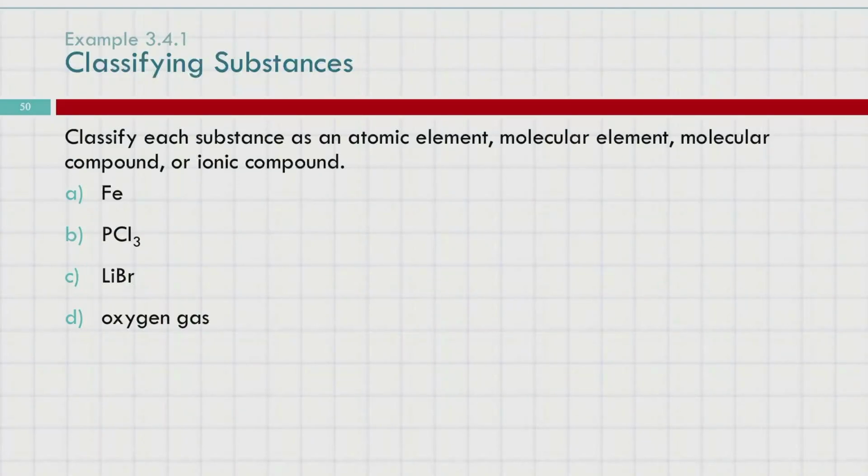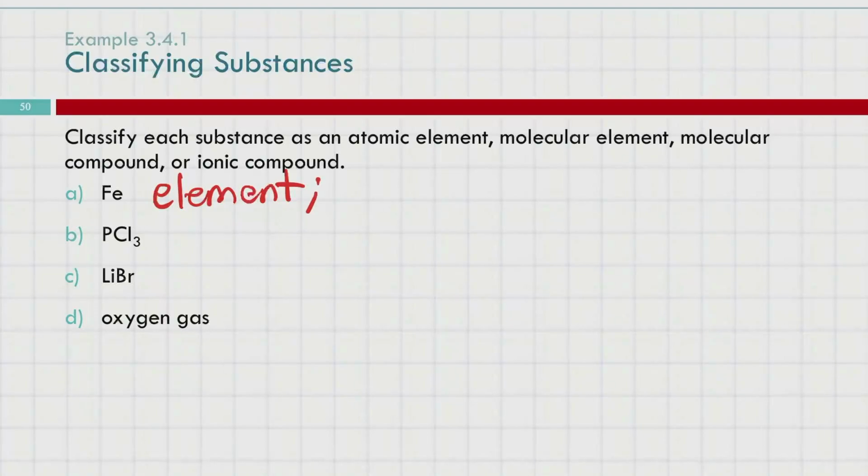For our first one, we have Fe. Is that an element or a compound? It is an element. It shows up on our periodic table. We can also tell from the formula: we've got a capital letter and a lowercase letter. That means it's just one element. Our capital letters are the start of our element symbols, so we've just got one element symbol. That's iron. So it's an element.